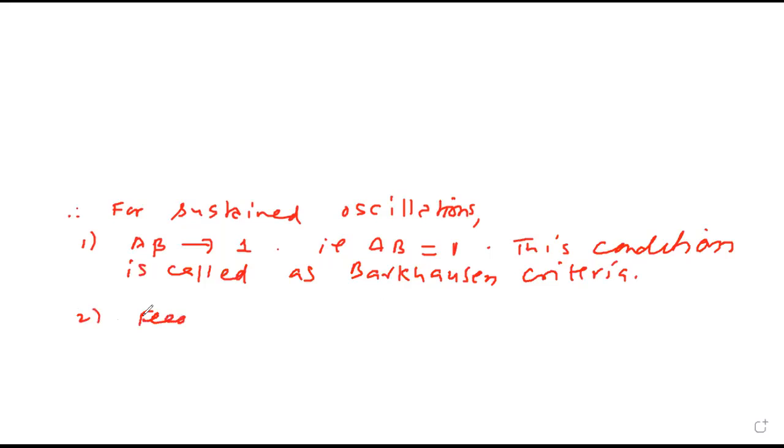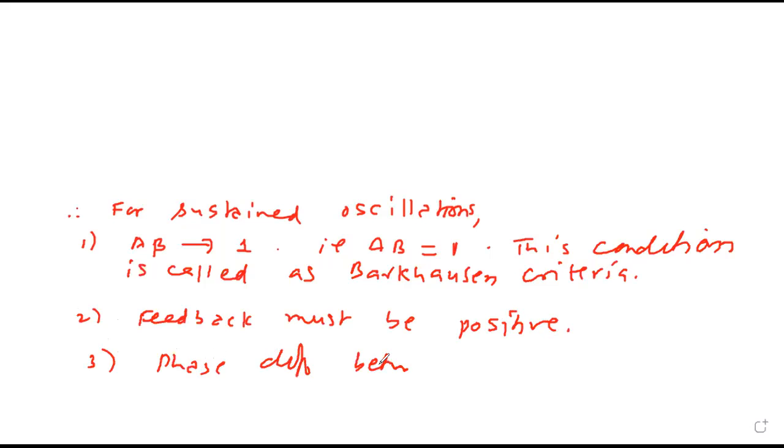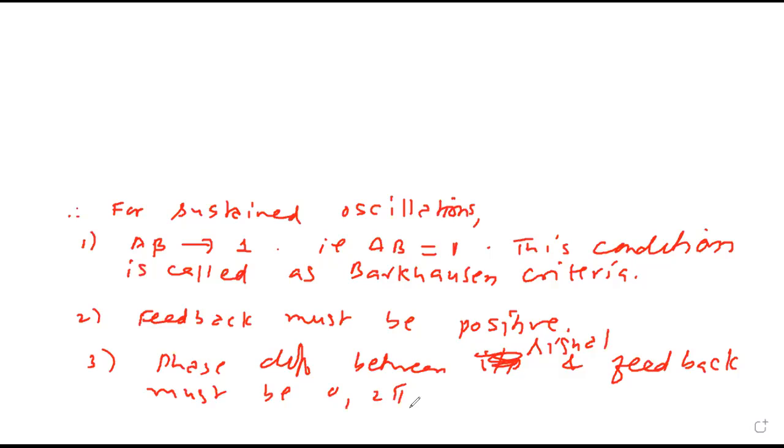Second, feedback must be positive. Third, phase difference between input and feedback signal, or you can say between signal and feedback, must be 0 to 2 pi. Right, these 3 lines.